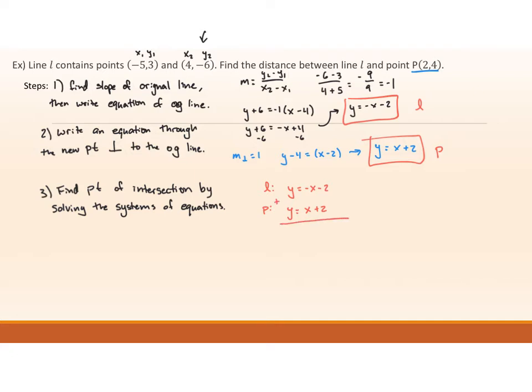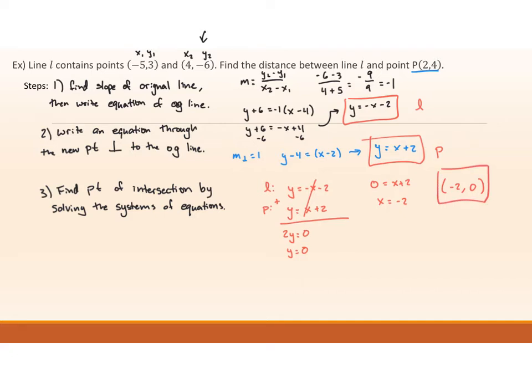So now I'm just going to add down. My x's cancel, and I'm left with 2y is equal to 0, which means that y is actually equal to 0 as well. Now I'm going to take this point and plug it back into one of my equations and solve for x. So I'm actually going to take line P, since that's the line I'm on right now. I have 0 is equal to x plus 2, which means x is equal to negative 2, which means my point of intersection is (-2, 0).